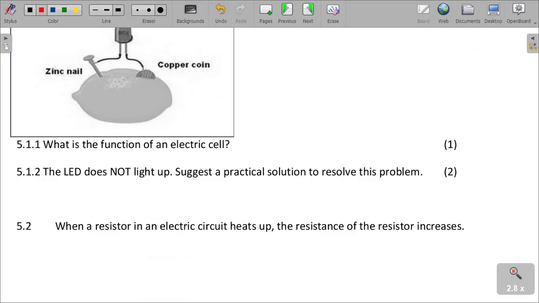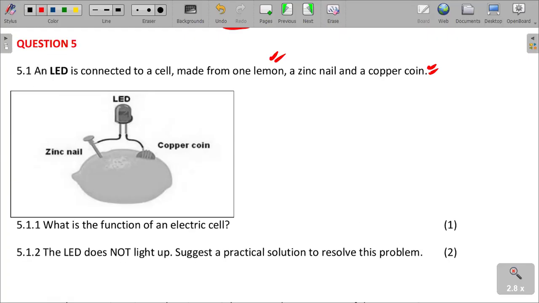what is the function of an electric cell? An electric cell is actually there to provide what? We are given a cell made of lemon, a zinc nail, and a copper coin. So what is the function of the electric cell? The electric cell, basically, as you know, is there to provide energy. It's actually a source of energy.